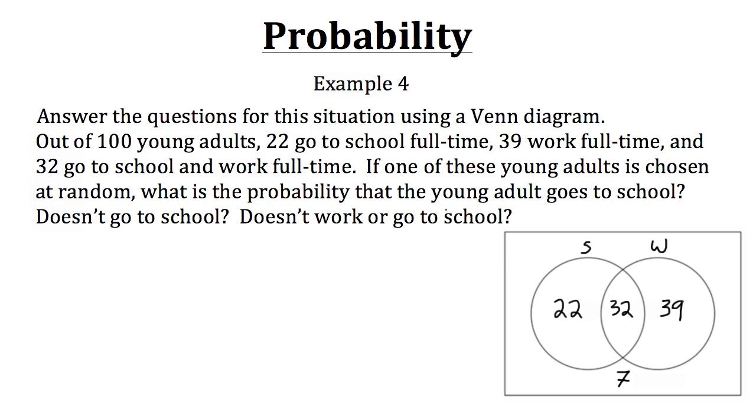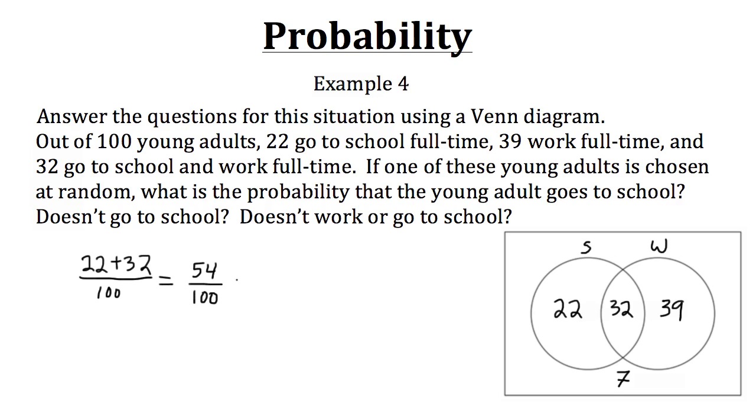So if one of these young adults is chosen at random, what is the probability that the young adult goes to school? Well, for young adults, there are 22 who only go to school, but there's also 32 who do school and work. So we need to include both of these, because all these students right here do go to school. It doesn't matter if some of them go to work as well. They just asked us how many go to school. So there's going to be the 22 plus the 32 out of the total of 100 students.